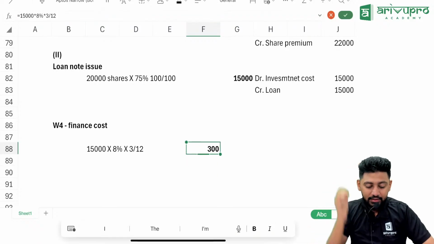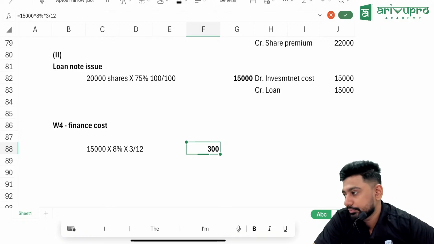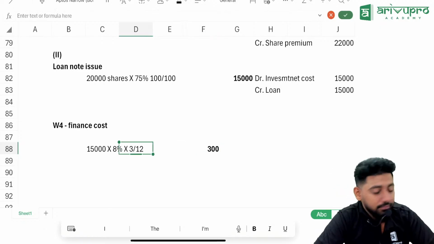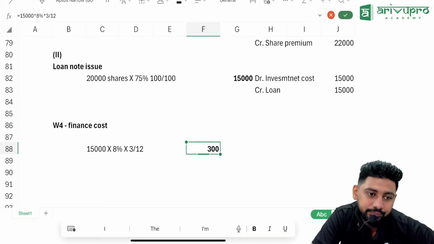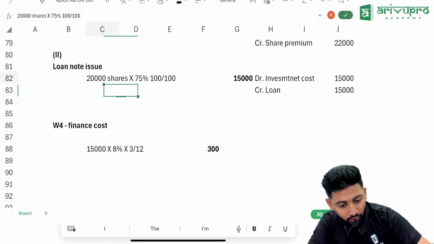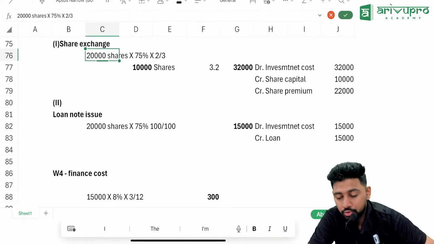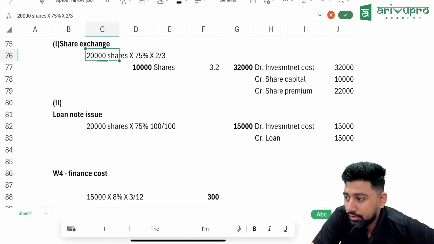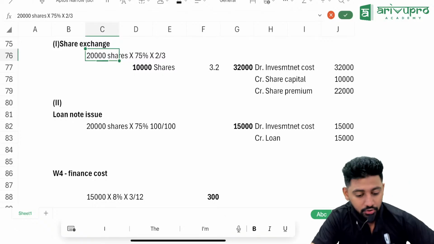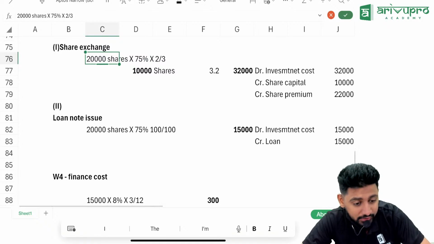You can directly take that, no problem in the exam. You don't have to show this in the exam. Your examiner will go to this cell, check what is written in the cell. Are we clear? All this you can directly take, no problem. You don't have to waste time like me. I'm doing it for the purpose of explanation. So I have 300 finance cost that needs to be accounted for.